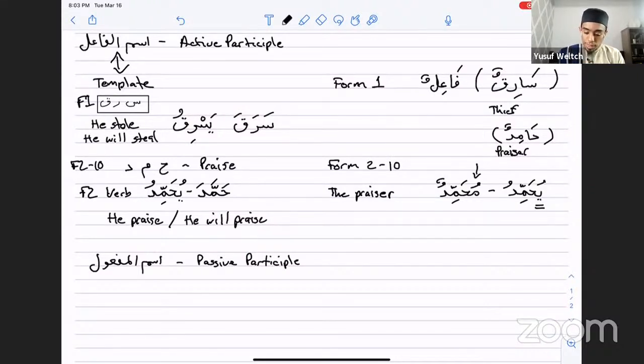Okay, so let's keep the same examples going. So using seen, ra, qa. Sorry, that's really bad handwriting. We want to make a form 1 ism maf'ul. So what is our template for ism maf'ul?